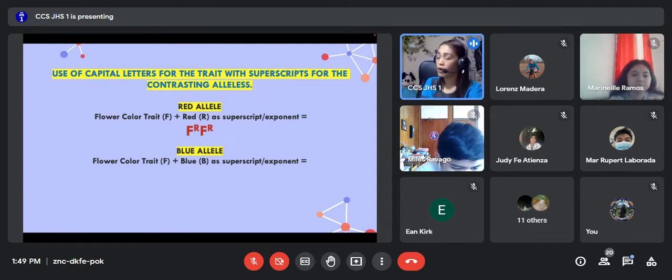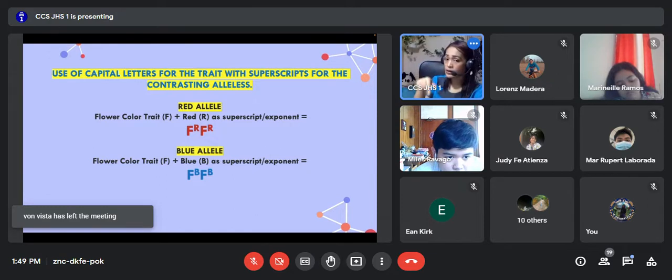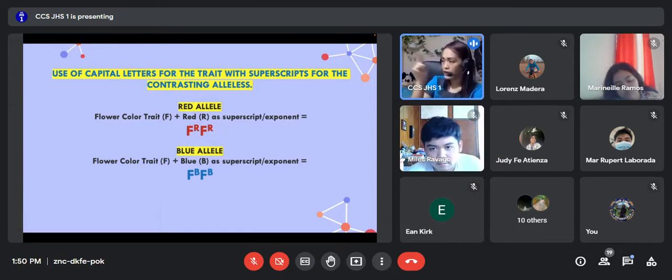Now, what about if you have a homozygous blue? What do you think is the coding for this one? FBFB. FB, FB. Because this time, the superscript or the exponent talks about blue, homozygous blue. But the base, or the letter coefficient in this case, F, is the same because it still talks about the flower color.